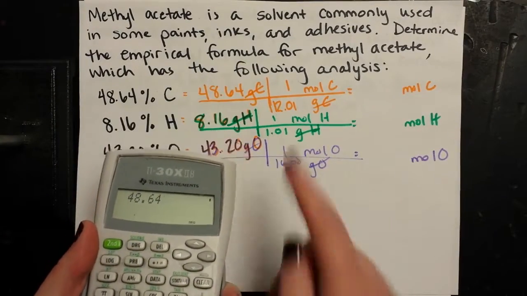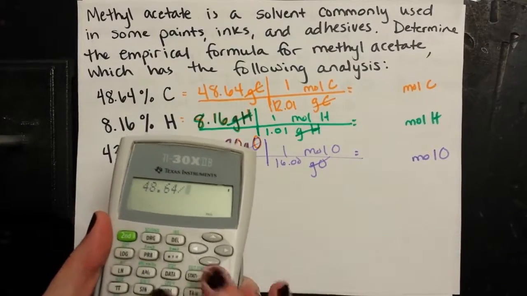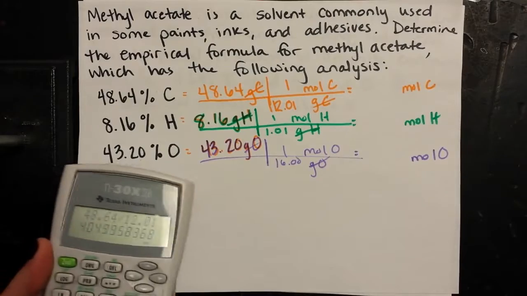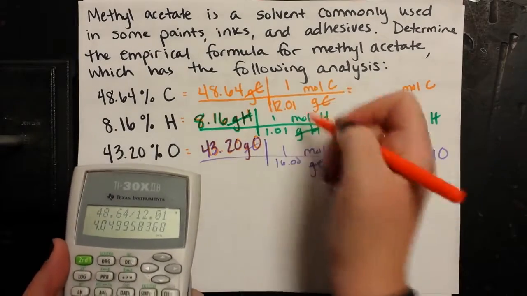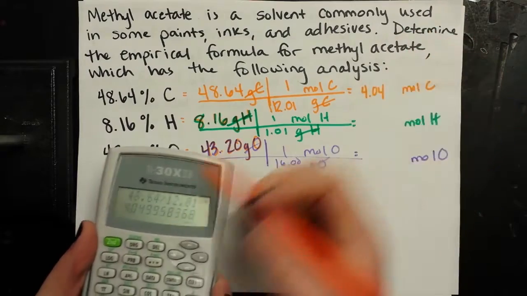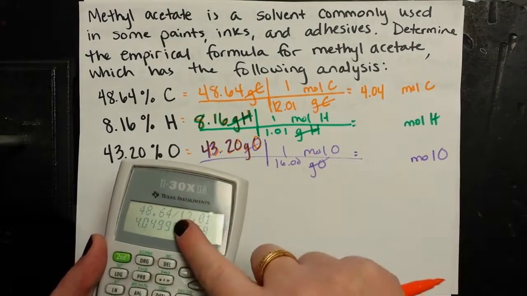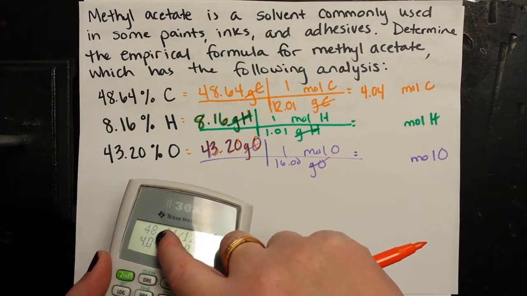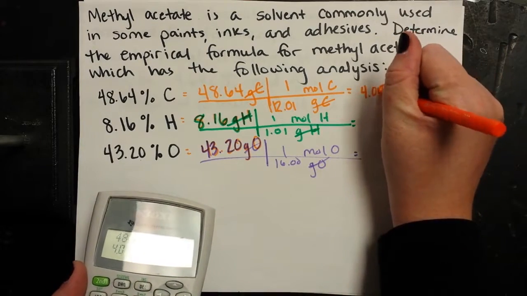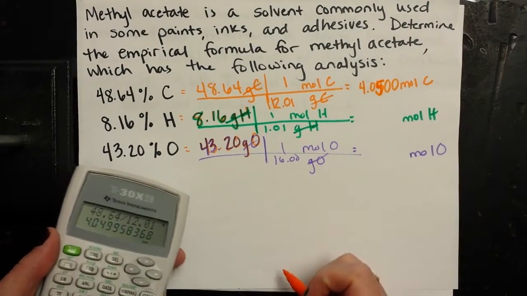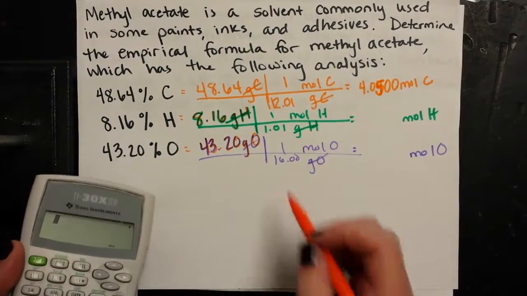So I've got 48.64 grams of carbon, and that's going to be divided by its molar mass to be able to give me moles of carbon. So this many grams is 4.04. See how that's, I would say 499, but that 5 would round that 9 up, which would round that up to a 5. So really it's going to be 4.0500 moles of carbon.